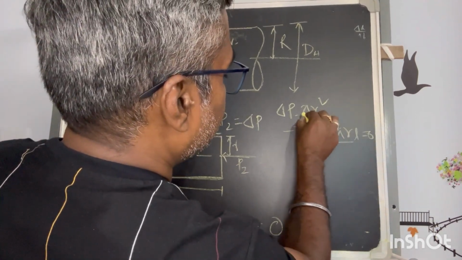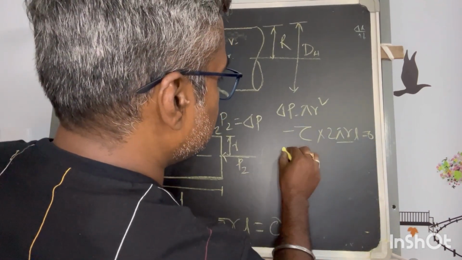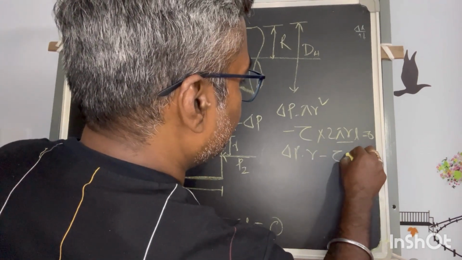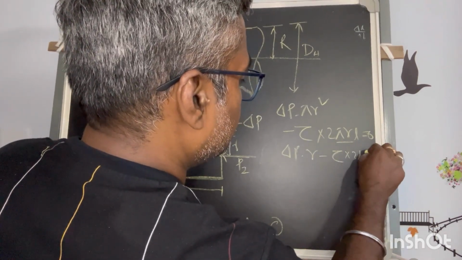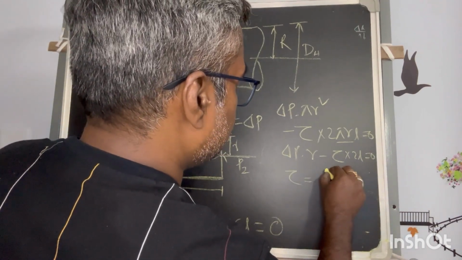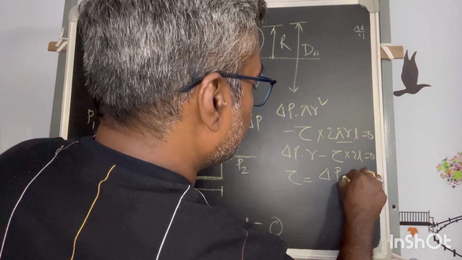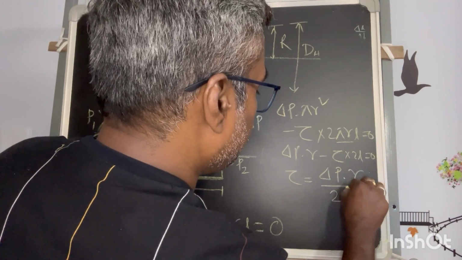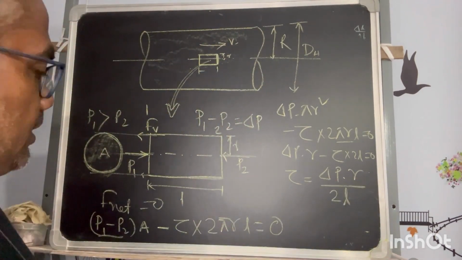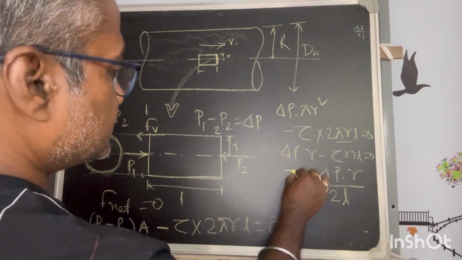And pi r can be cancelled out because this cannot be 0. So delta P into r will be there, minus tau into 2L will be there, is equal to 0. So in our case tau, the shearing stress, is equal to delta P into r divided by 2L. That will be the relation for shearing stress.